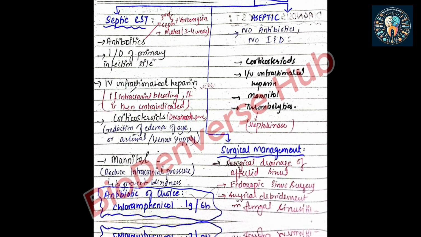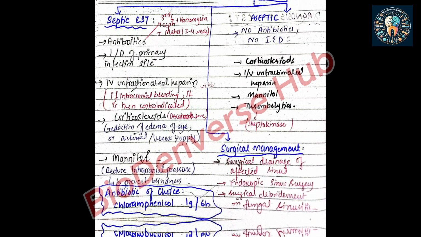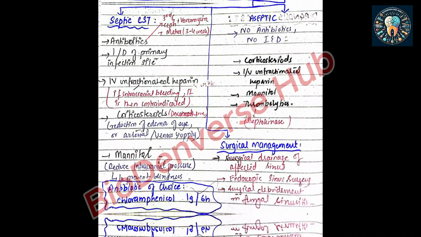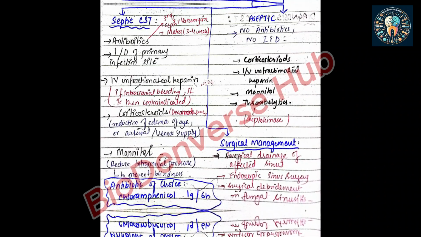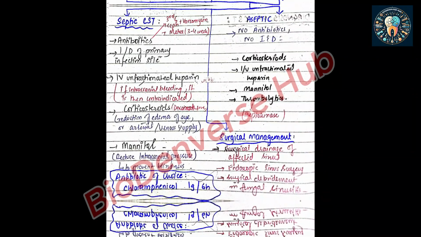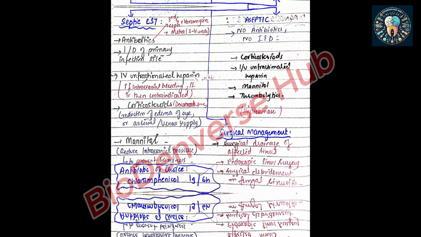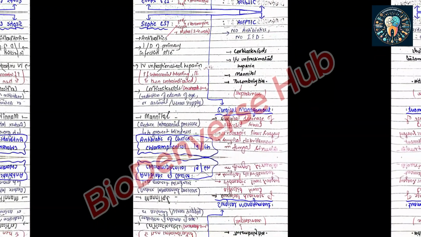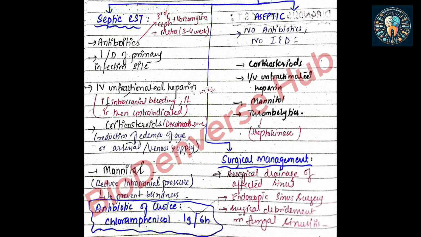Now, we could have some surgical intervention as well for cavernous sinus thrombosis, and that involves surgical drainage of the affected sinus, endoscopic sinus surgery, or surgical debridement in fungal sinusitis. So this was all about the management of cavernous sinus thrombosis, that if the patient comes, how you are going to manage that patient. I hope this video will be helpful for you all.